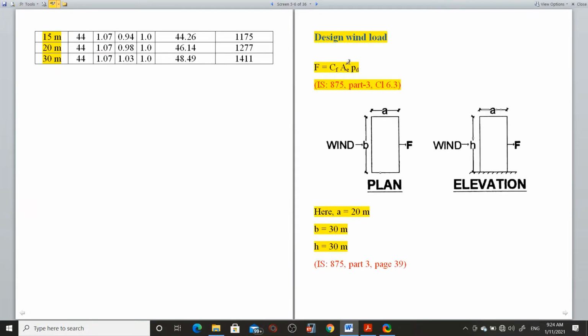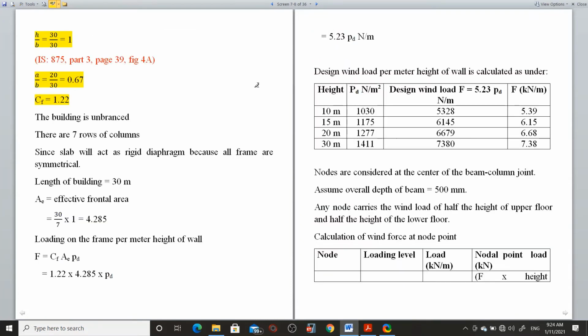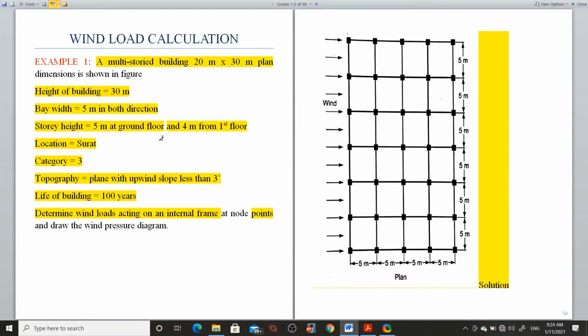AE is missing. AE means effective area. So the building is unbraced. Okay, there are 7 rows of columns. Here is a graph, you can see 1 2 3 4 5 6 7. Because wind pressure is from this direction, we have to count this number of columns. Now if the wind force is in the other direction, they calculate those columns. So first there are 7 rows of columns, because the wind pressure acts on these 7 rows.